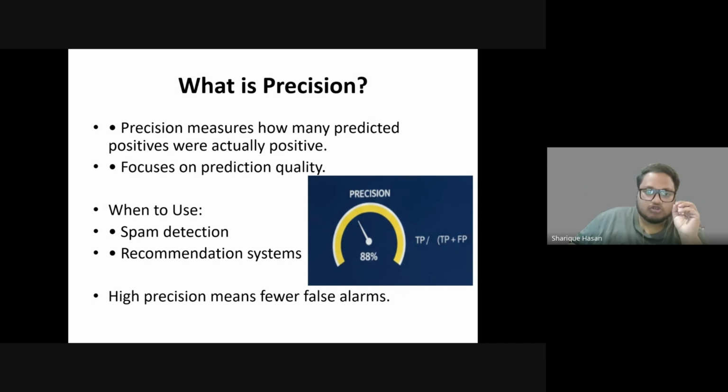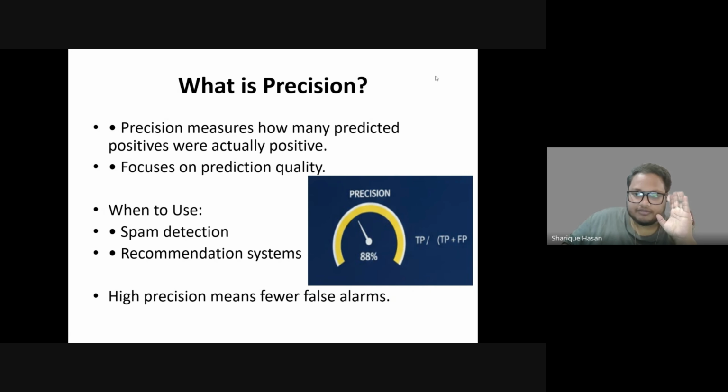There's a formula also to calculate this. Here you can see on the screen: TP divided by TP plus FP. TP means true positive, FP means false positive. So true positive divided by true positive plus false positive, which is the total number of positives predicted by the ML model. When you calculate that, you will get the precision.